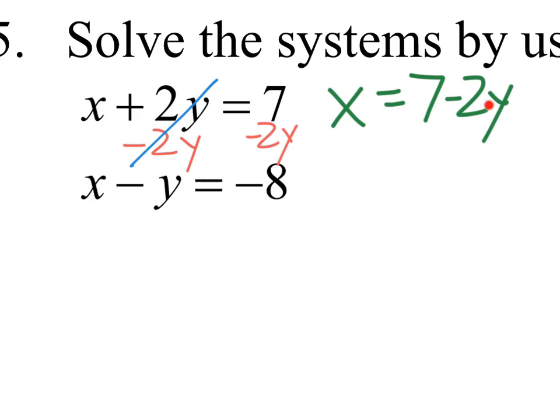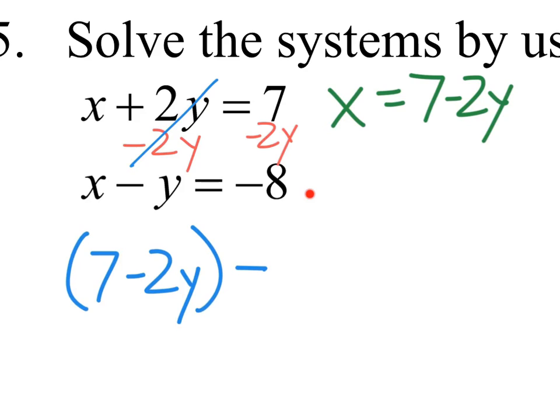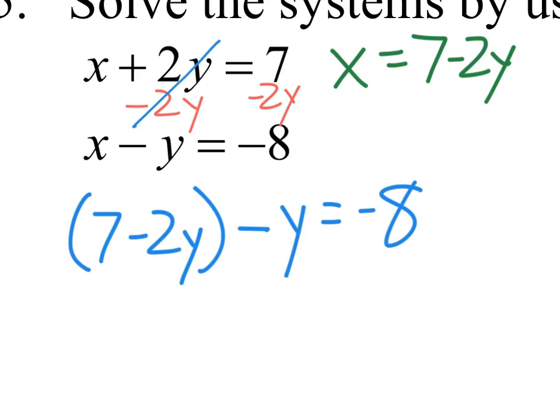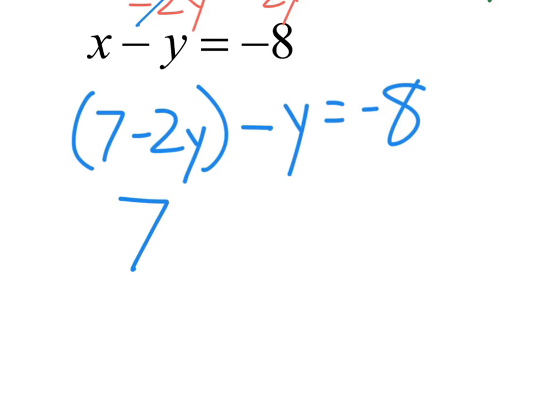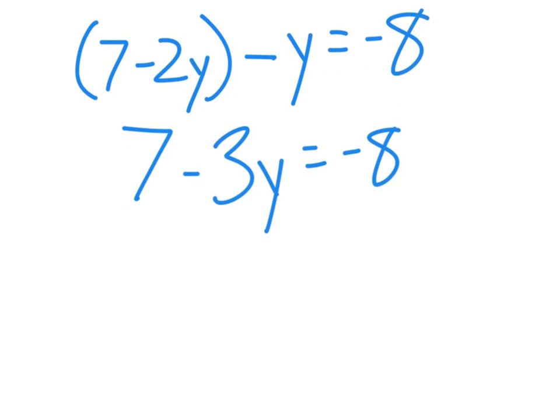What I'm doing now is I'm going to take this value, x equals this, and plug it in right here. So that's going to look a little something like, open parentheses, 7 minus 2y, minus, and now I'm simply rewriting this equation down here, minus y equals -8. We're going to have to combine like terms, so now we've got 7 minus 3y equals -8. And what we're going to need to do now is to isolate this y. We're going to subtract 7 from both sides.